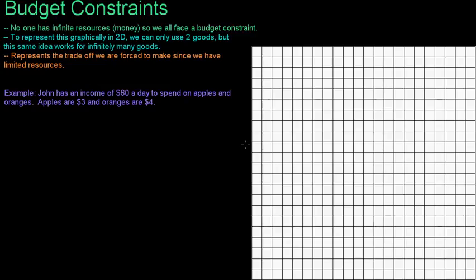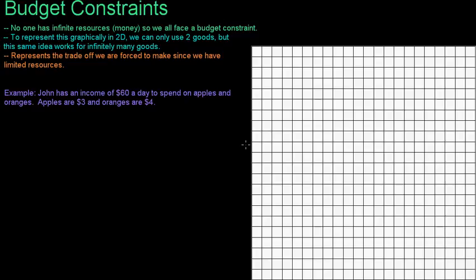Everyone in the world we know doesn't have an infinite amount of resources. No single person has an infinite amount of money. So we all face a budget constraint, which means that not a single person can buy every single thing in the universe, basically. That's really all that we're saying.